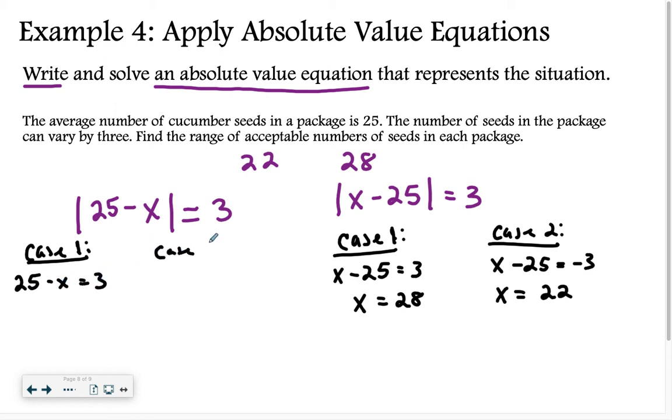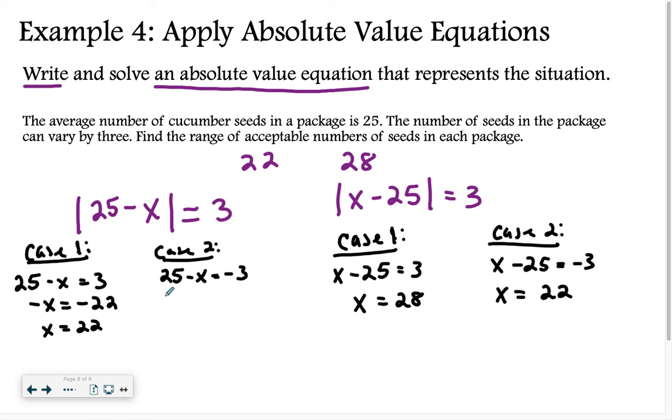Case 2, 25 minus x equals negative 3. So if I move that 25 over, I have negative x equals negative 22. Divide both sides by that negative, you get x equals 22.